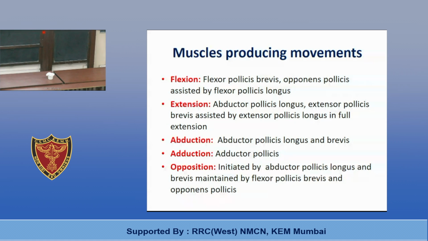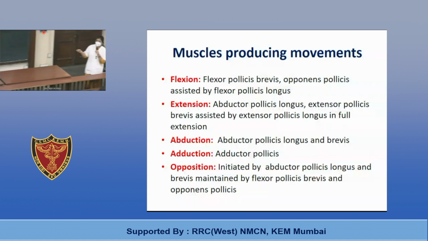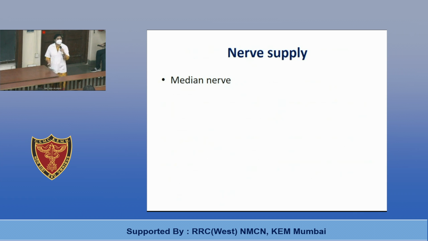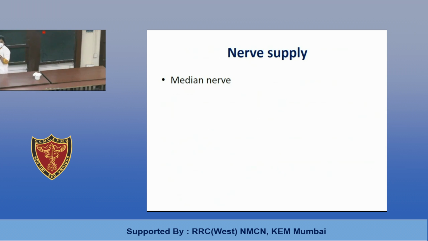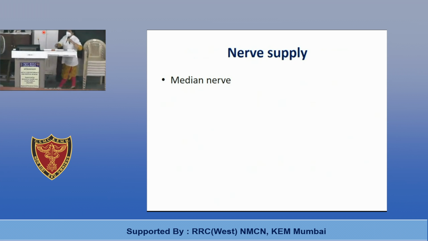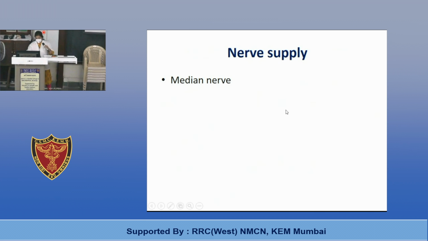Correct? So you have to think along these lines so that you can demonstrate the movements and explain the muscles producing them. Blood supply is by branches of the radial artery and nerve supply by branches of the median nerve for this first carpometacarpal joint. So that's all about this lecture: the radioulnar joints, wrist joint and first carpometacarpal joint. Most of it is related to living anatomy, so you have to demonstrate the movements of the wrist joint and thumb at the first carpometacarpal joint. Any doubt?